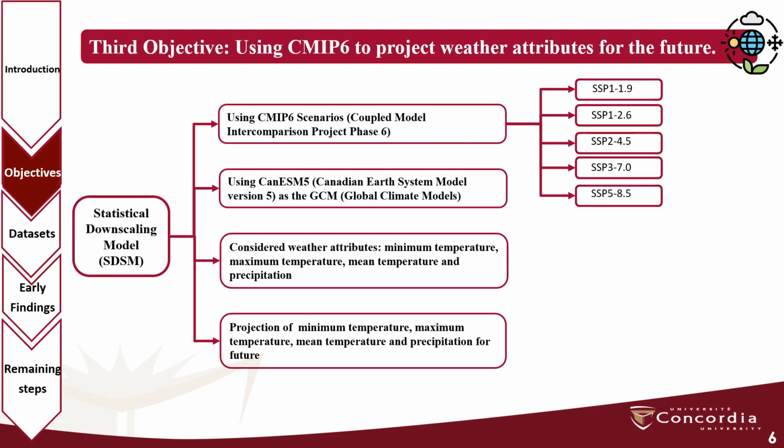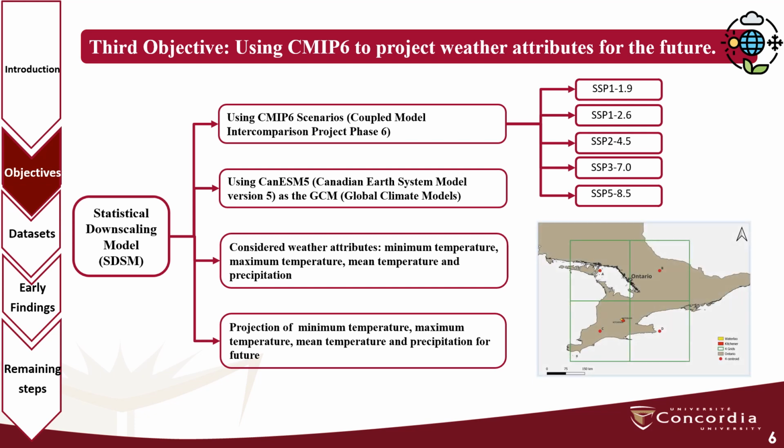For this objective, we use a statistical downscaling model to project future weather attributes based on CMIP6 scenarios, and we use CanESM5 as a GCM. The CMIP6 scenarios used are SSP1 to SSP5, which represent different socioeconomic pathways. We consider 4 weather attributes, including minimum, maximum, and mean temperature, and also precipitation. As shown in the picture, we consider 4 large-scale grid boxes.